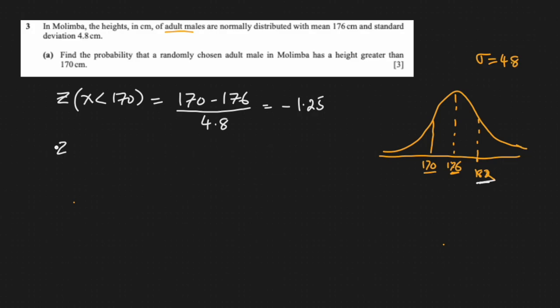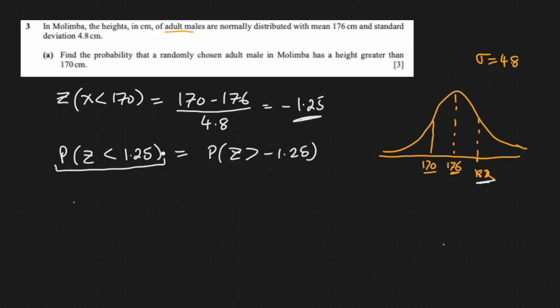So, not z-score, probability now. Probability that z is less than 1.25, positive 1.25, is the same as probability z is greater than minus 1.25, which is our requirement. So I'll just find this with the help of the table, and that will be my answer.